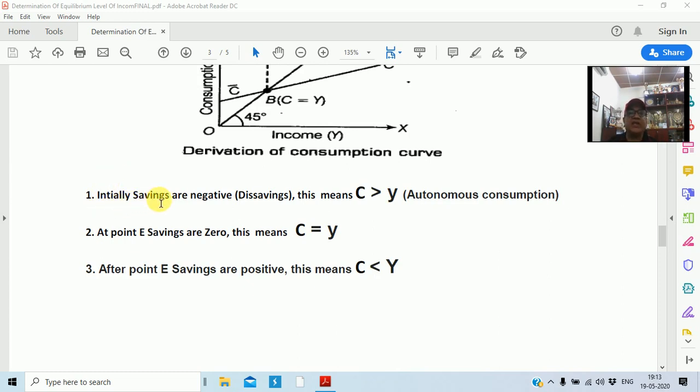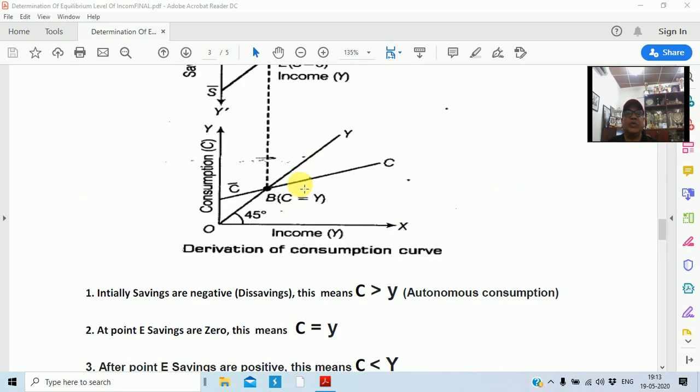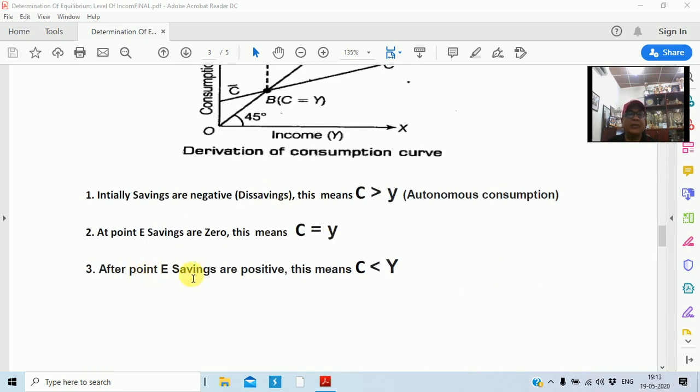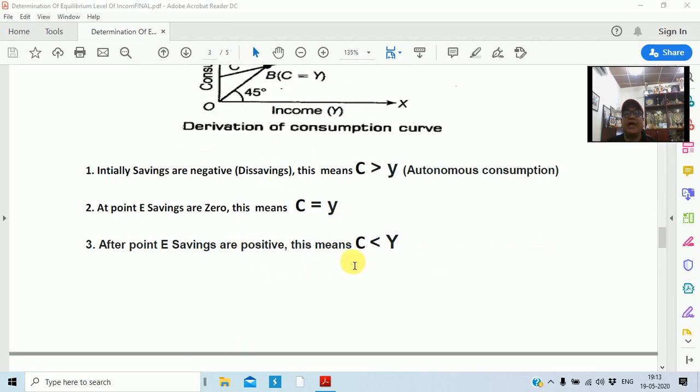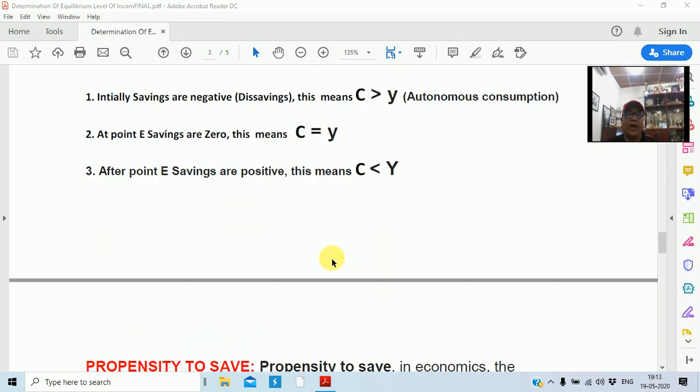Explanation: initially savings are negative here. So consumption is more than income. At point E, savings are 0. That's why C is equal to Y here. And then after point E, savings are positive. That's why C is less than Y.